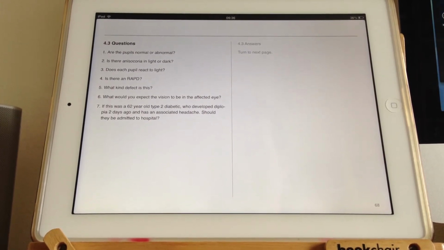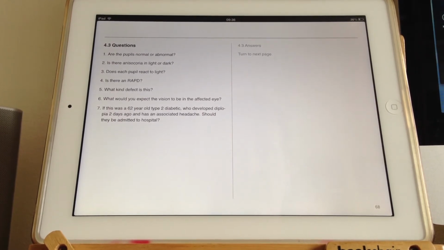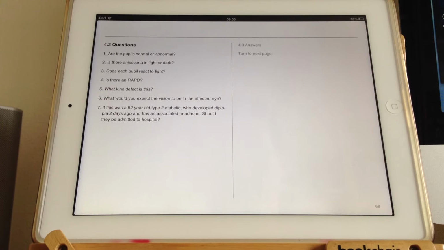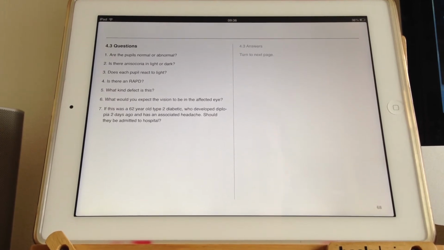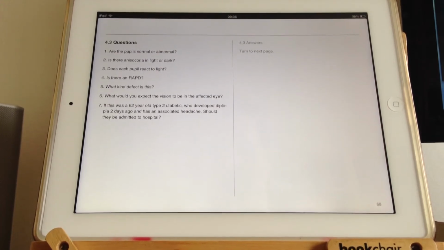Does each pupil react to light? Yes. Is there an RAPD? No. What kind of defect is this? Well, the pupils are normal. What would you expect the vision to be in the affected eye? Well, you'd expect the vision to be normal. If this patient was a 62-year-old type 2 diabetic who developed diplopia 2 days ago and has an associated headache, should they be admitted to hospital?